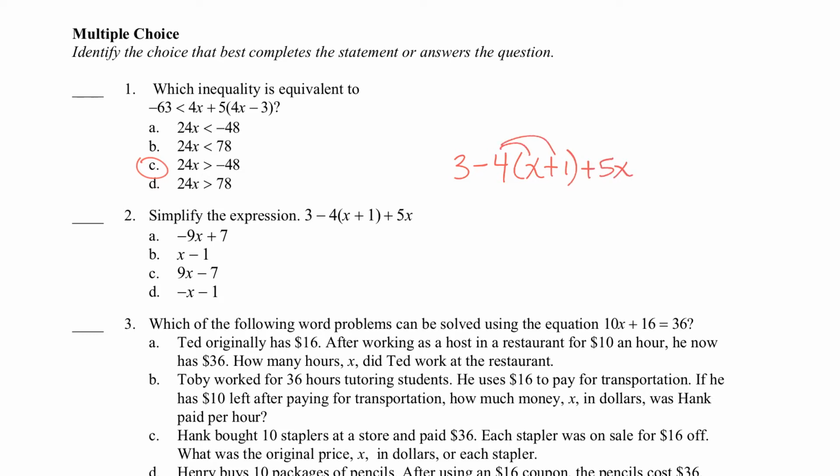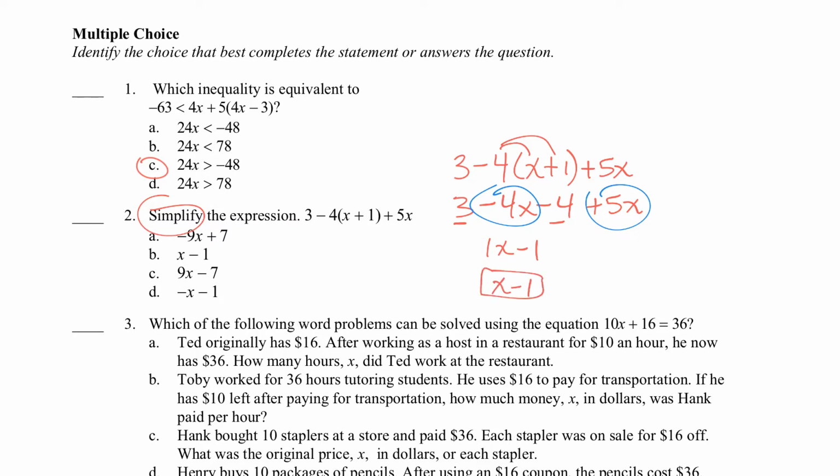Okay, distribute the negative 4. Negative 4 times x is negative 4x, and negative 4 times 1 is negative 4. Copy down the 5x and the 3. Then I'm combining these two like terms, this and this. And you got to remember also, when you're asked to simplify, as this says, you're just really combining like terms. So that's 1x, and then 3 minus 4 is negative 1. So I have x minus 1 as our final answer, and that is B.